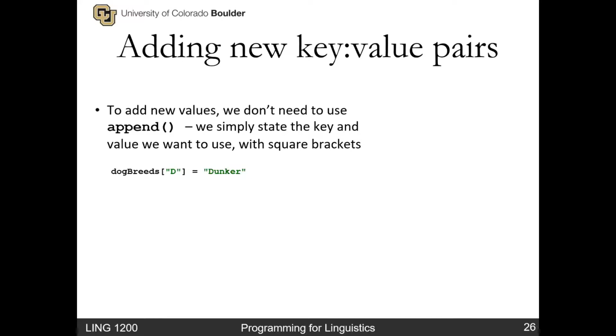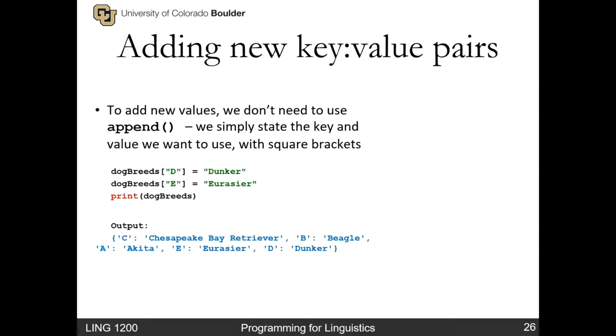We're going to put a key in between those brackets that we don't have yet in the dictionary, use the assignment operator, and then give the value that we want this new key to have. So if we do that and we add a couple and then print out our dog breeds dictionary, this is what we're going to get. So now we have D for Dunker and E with the value Eurasia. And notice again that they're in random order.